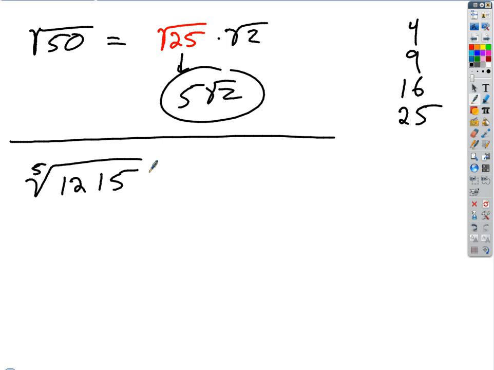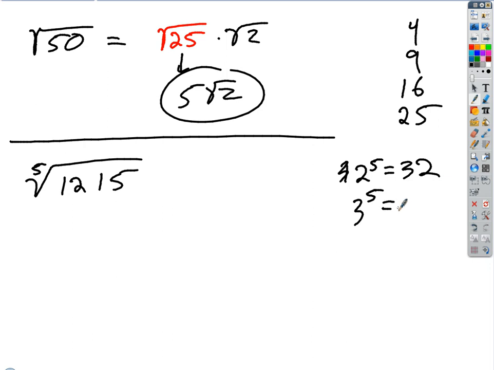Okay, these numbers get big in a hurry, because when you start talking about fifths and fourths and things like that, those grow fast. So let's make a list of perfect fifths here. Not 1, we don't need 1. 2 to the 5th is 32, and after that they start to get big in a hurry.